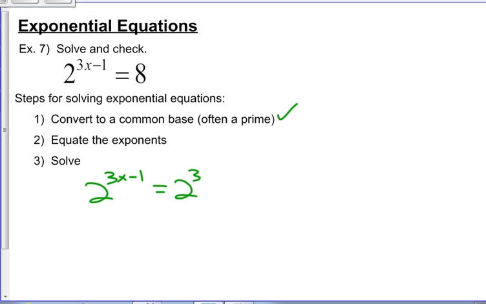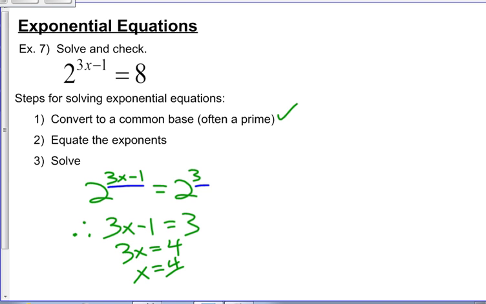The base is the same. The whole thing is the same on both sides. That means the exponents must also be the same. So we're just going to equate our exponents, or get rid of our bases. So I'll say this. Therefore, 3x minus 1 must equal 3. That's from the exponents. Okay, now I can solve. That's pretty easy. 3x equals 4. X equals 4 over 3.